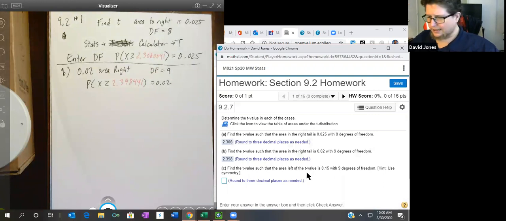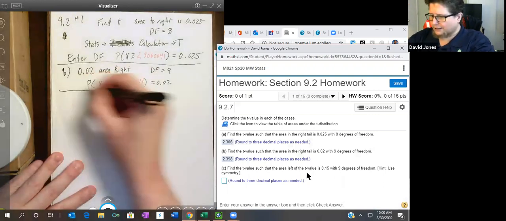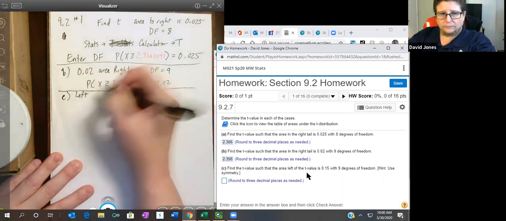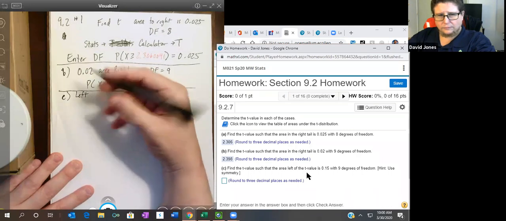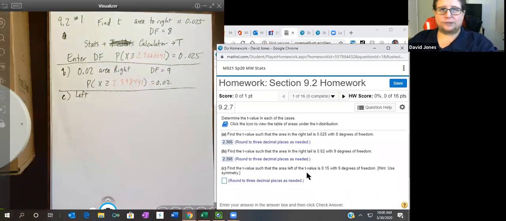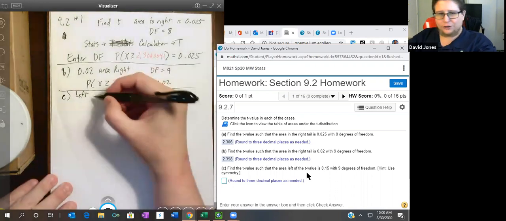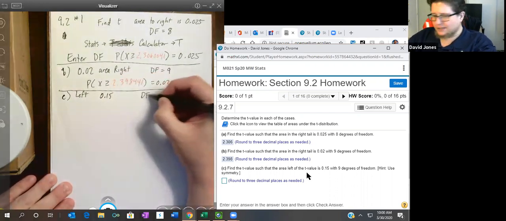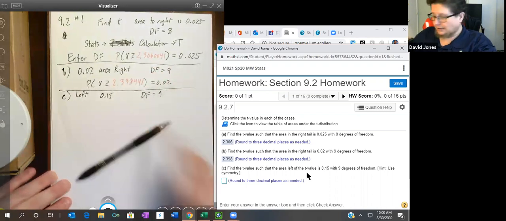On part C, they switch it up a little bit. They say area to the left. That hint, use symmetry, is if you're using the tables. We don't need that. We're doing StatCrunch. You don't need to use that hint. It's only when you're using tables. Left is 0.15. Degrees of freedom is still 9.